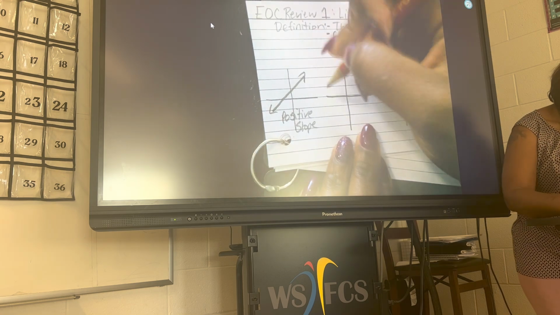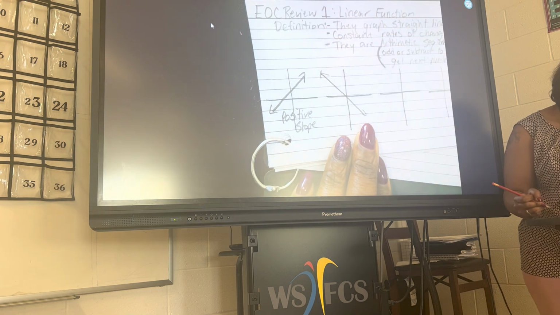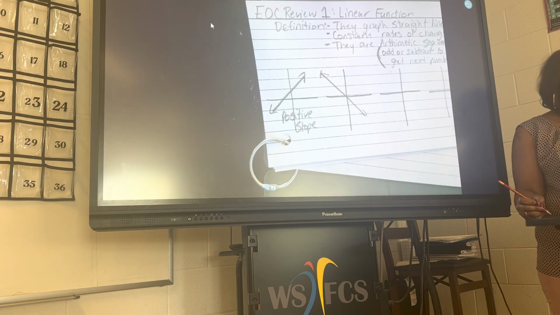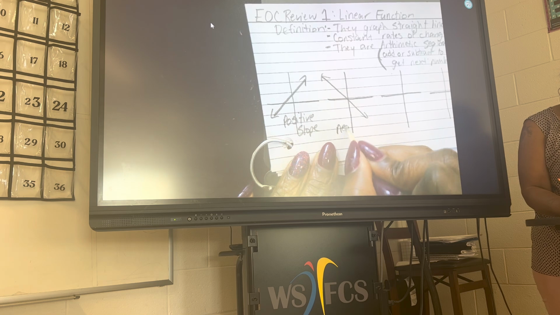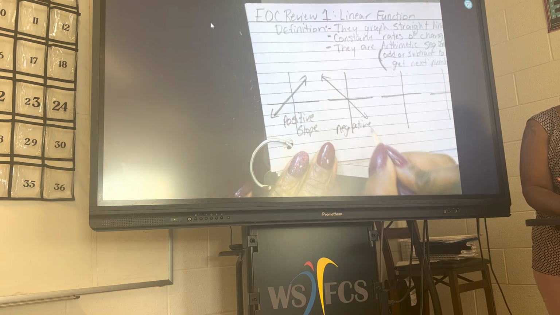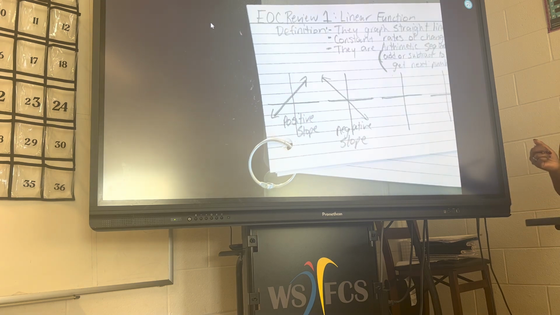Okay. If the line is going down, as x increases, y decreases, what type of slope does this line have? Negative. I'm going to move y'all towards the front because I can't really hear y'all. I really do need to hear you, okay? So please open up your mouths and speak, okay?